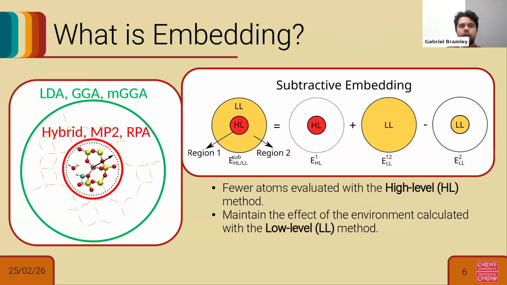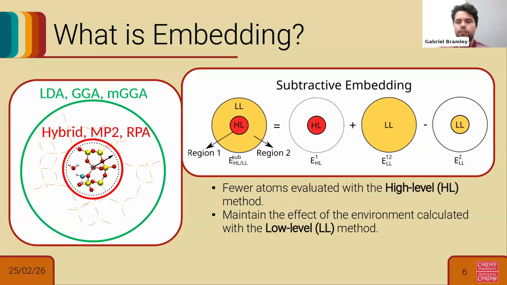So Andy has just gone over what is embedding, and he's gone over what a subtractive scheme is as well, where you essentially just describe a small part of your system with a high level of theory and then subtract out the corresponding subsystem described with a lower level and less expensive level of theory. So you are describing the boundary between the high level and the low level of theory with the interaction terms of the lower level of theory.